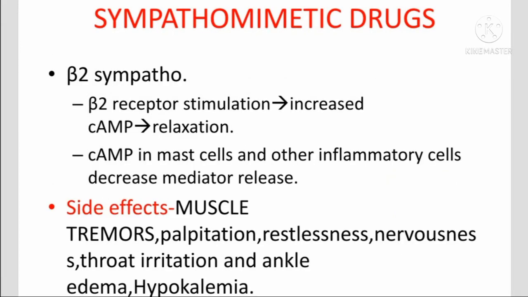Mechanism of action of the sympathomimetics. Stimulation of B2 receptor will increase the production of cAMP, and this will cause relaxation. cAMP in mast cells and other inflammatory cells will decrease the release of inflammatory mediators. Side effects of sympathomimetic drugs are muscle tremor, restlessness, nervousness, throat irritation, ankle edema and hypokalemia.